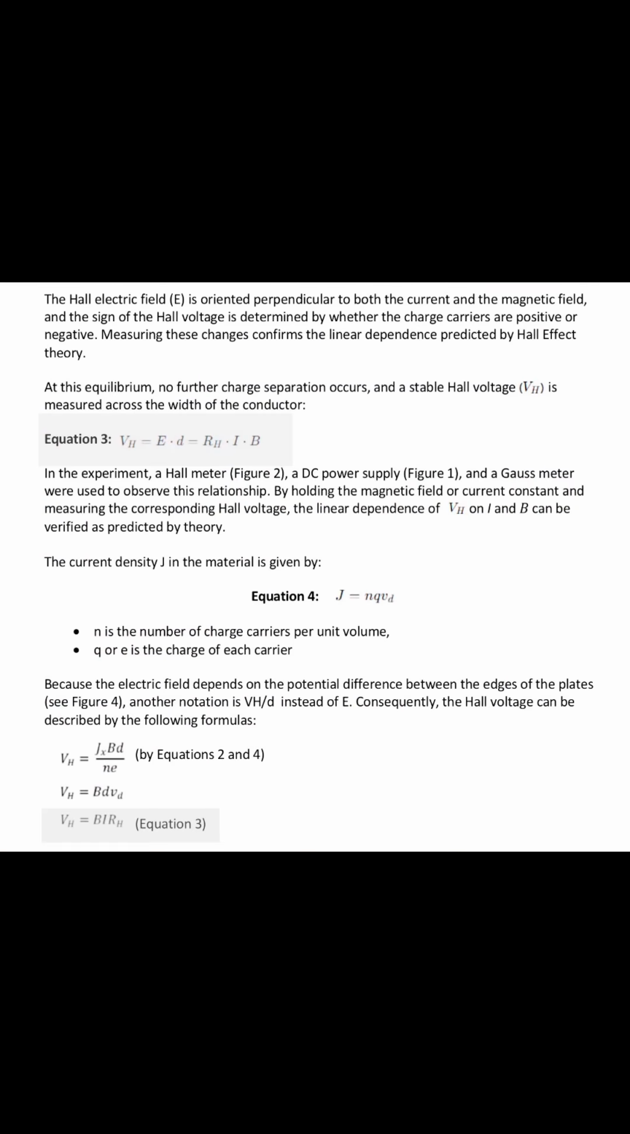The Hall voltage is given by the equation VH equals B times I times RH, where B is the magnetic field, I is the current, and RH is the Hall coefficient. According to this equation, if B is constant, VH should increase linearly with I, and if I is constant, VH should increase linearly with B.